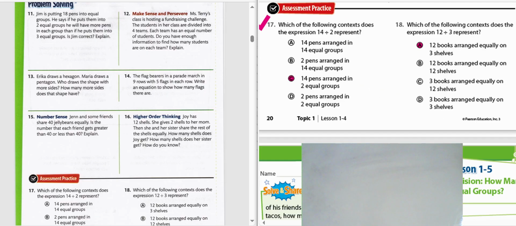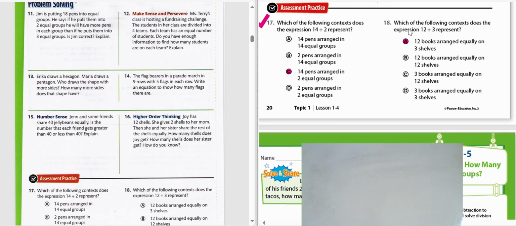Next question, question 18. Which of the following contexts does the equation 12 divided by 2 represent? 12 boxes arranged equally on 3 shelves? Choose letter A.